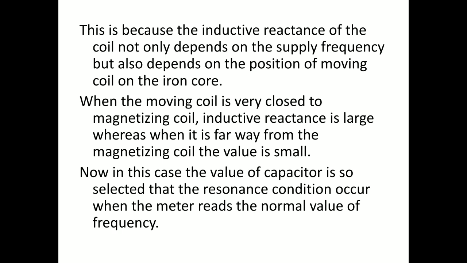When XL is equal to XC, at that condition what will happen? Both the torques are exactly equal in magnitude but opposite in direction. So the pointer will indicate the normal value, or rated value, of frequency. So we want to achieve that electrical resonance in this meter. This is possible by defining a constant value of C, which we need to connect across the moving coil.